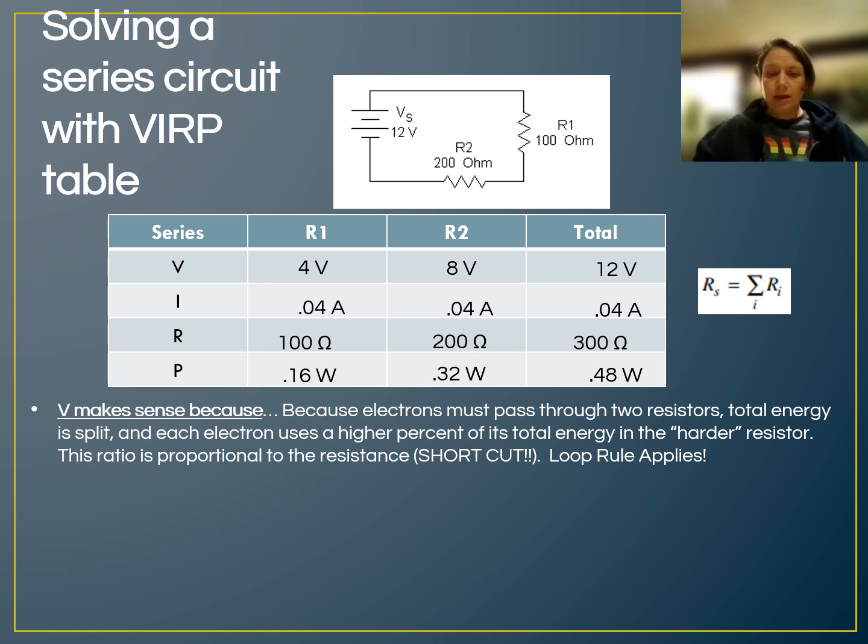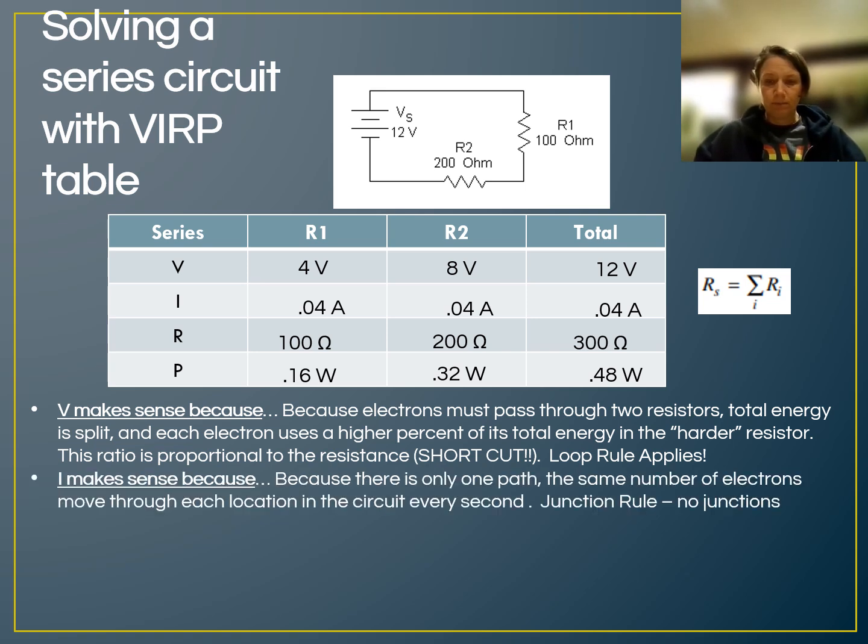You'll also notice that each electron used a higher percent of its total energy in the harder resistor, so the 200 ohm resistor got twice as much voltage as the 100 ohm resistor did. That ratio is proportional to the resistance, so it ends up being a nice shortcut if you can just say, well, it's a 1-to-2 ratio on resistance, it'll be a 1-to-2 ratio here on voltage.